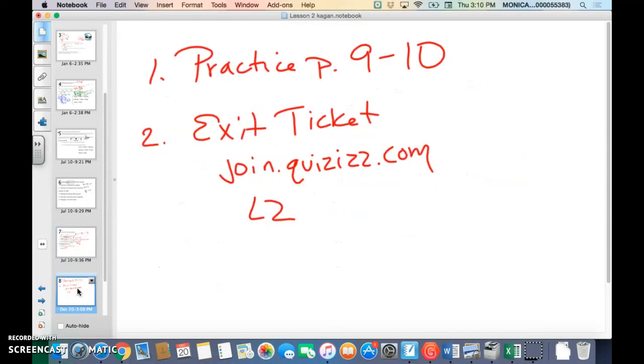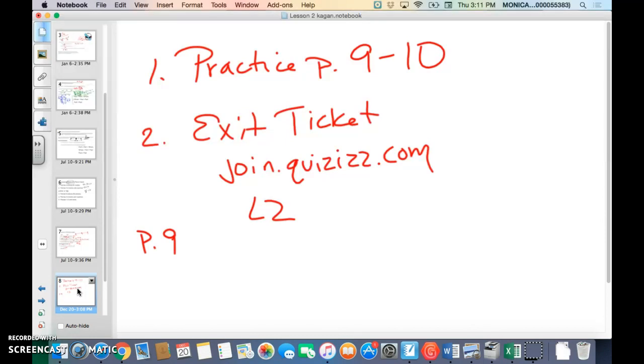What you're going to do for practice, you can go ahead and skip page 8, but I would like you to work on page 9 and 10 for practice. And then there's an exit ticket. It's on quizzes. The code is in pages or on the board. I'm not exactly sure where it is at this point, but you'll find the code for it. If you have a question, just let me know. And go ahead and take that so that I can get the data for that and take it for a grade.